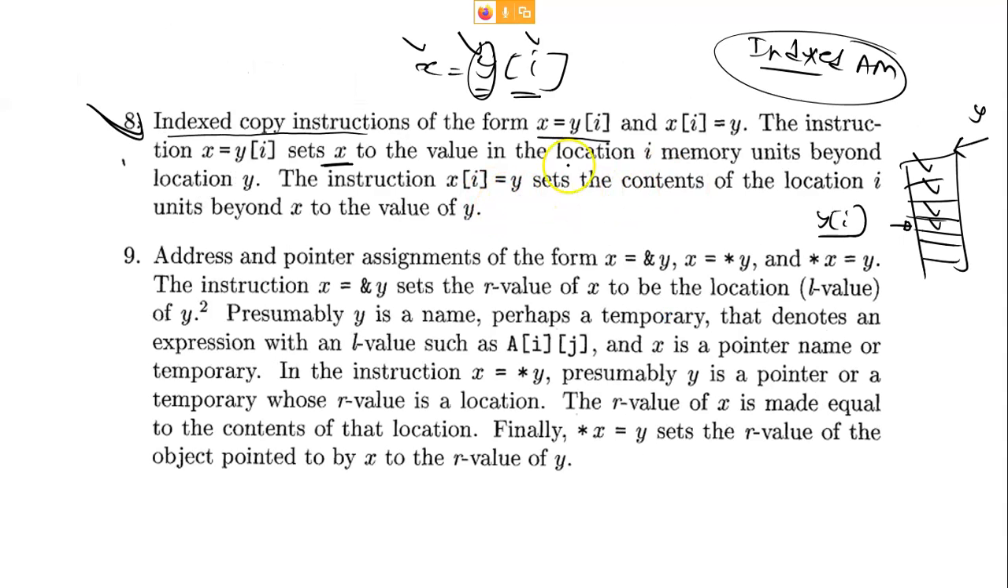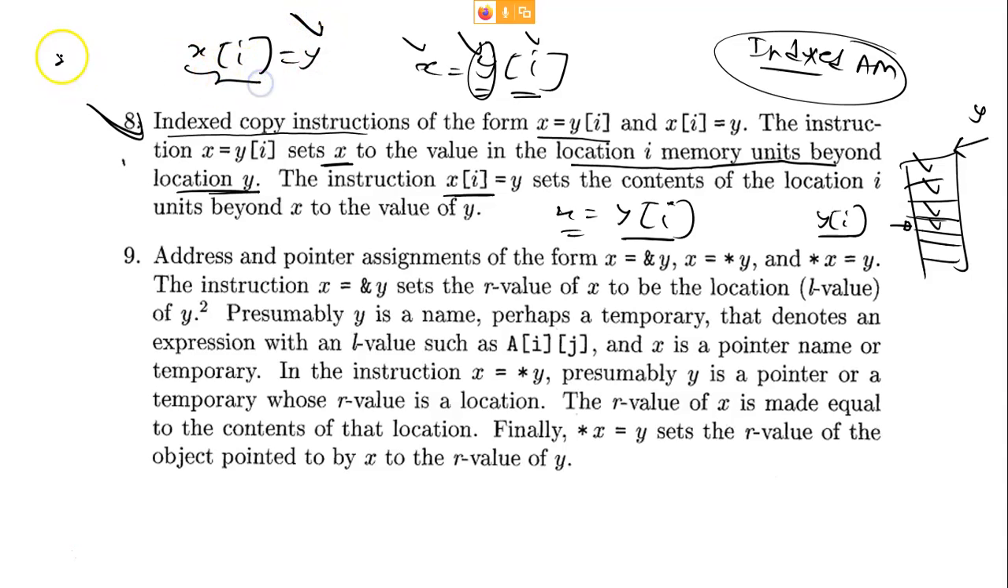Anyway, when you assign to x this yi, what does it mean? It means the location I memory units beyond location y will be assigned. Now the instruction xi equal to y sets the contents of the location. So the meaning of this is that the value of y will be assigned to x plus I directly. This is how these things work in the 3 address code.